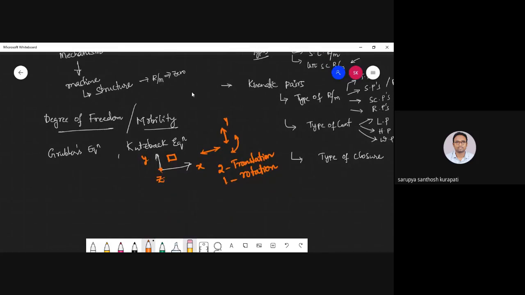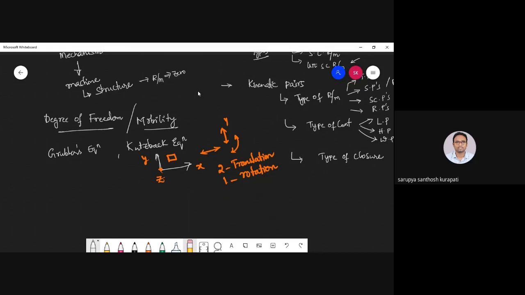Whereas in space, where the third coordinate also comes into the picture, you have 6 degrees of freedom. So 3 rotations and 3 translations. That is translations along x, y, z, and about x, y, z, you have 3 rotations. We have discussed in detail all those things, and you will find these things in my previous recordings.